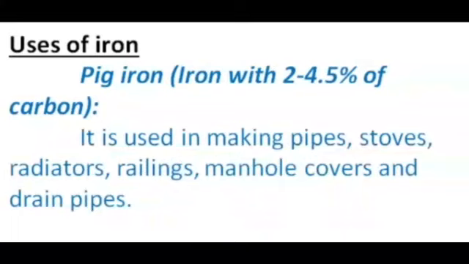Uses of iron. Depending on the carbon content, iron can be classified as pig iron, steel and wrought iron. Pig iron. Iron which contains 2 to 4.5% of carbon is called as pig iron. It is used for making pipes, stoves, radiators, railings, that is fence made of metal bars, manhole covers, that is a removable metal plate, and drain pipes.